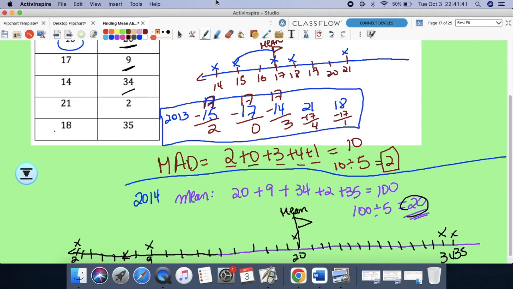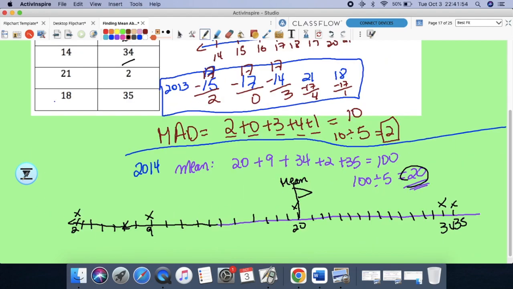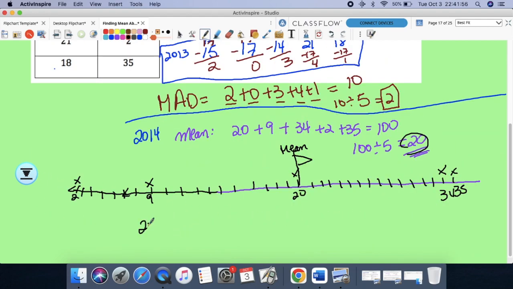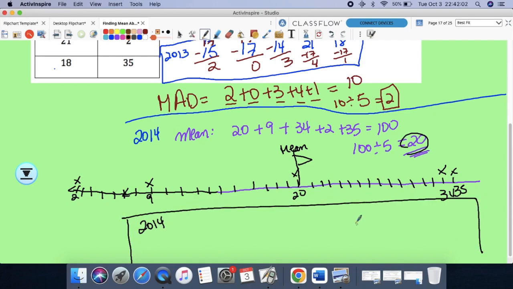Now, we have to figure out how far they are. So the 2, how far is the 2 from 20? The 9, how far is the 9 from 20? The 20, how far is the 20 from 20? So I'm going to put these numbers down. For 2014, I'll make a box. So we had the 2, we had a 9, we had a 20, we had 34, and we had 35, right? So remember our mean was 20.